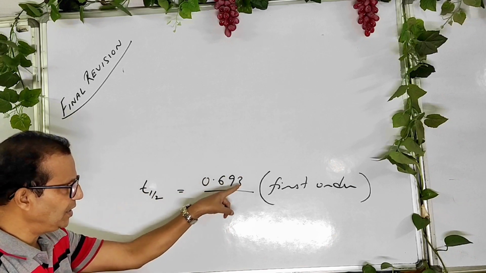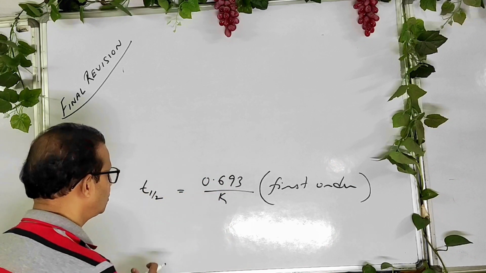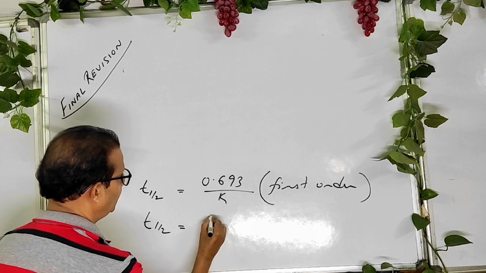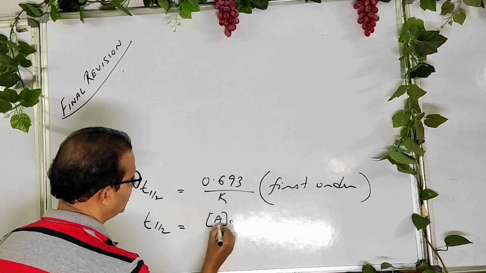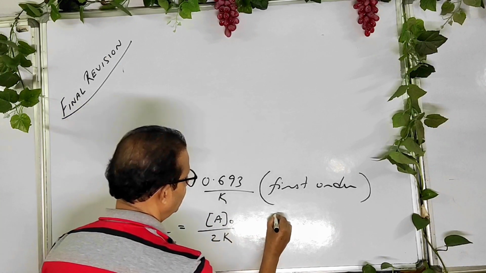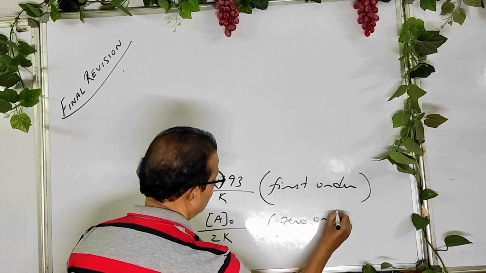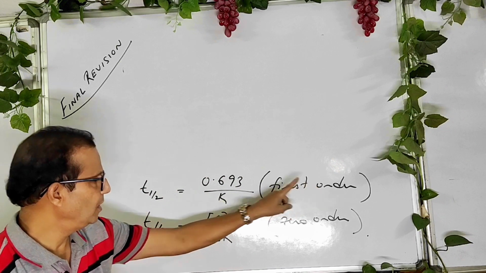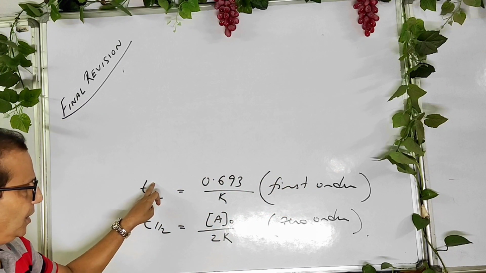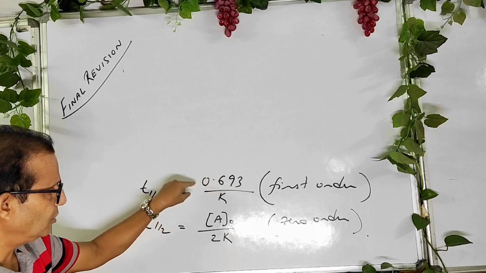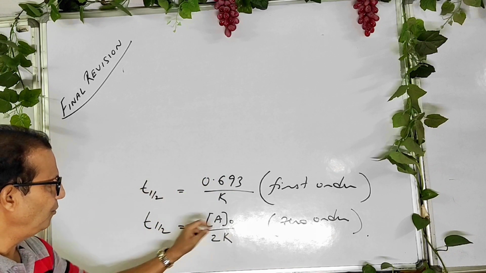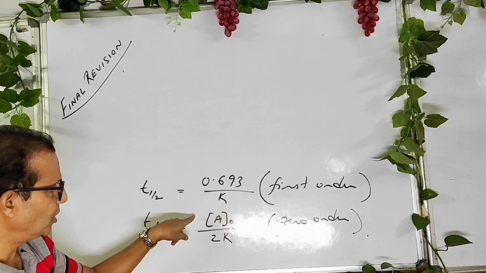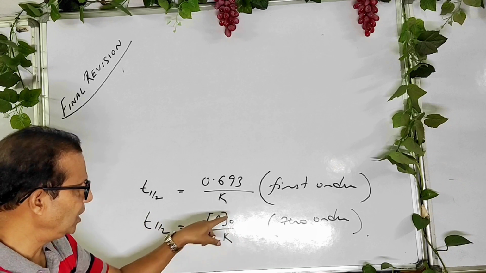So half-life period is independent of the initial concentration of reactant, while for zero order reaction the half-life period is directly proportional to the initial concentration of reactant. That is for zero order reaction. So remember it, for first order reaction, the half-life period is independent of the initial concentration of reactant, while for zero order reaction, the half-life period is directly proportional to the initial concentration of reactant.